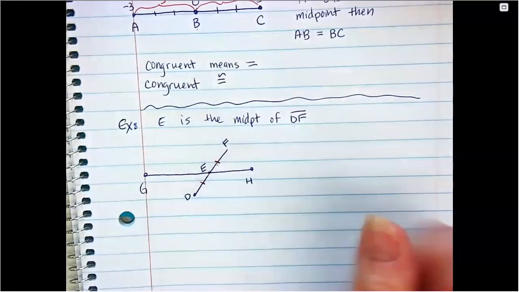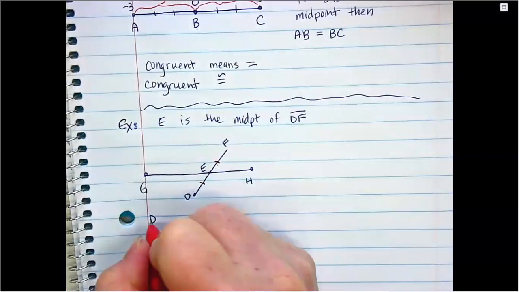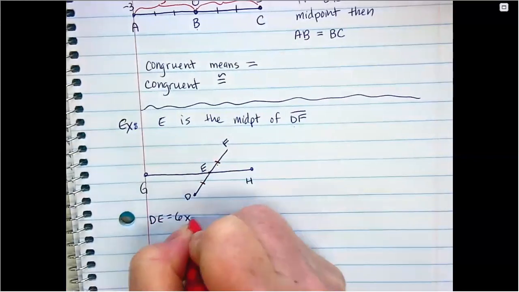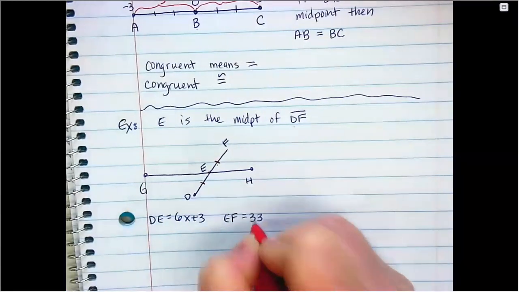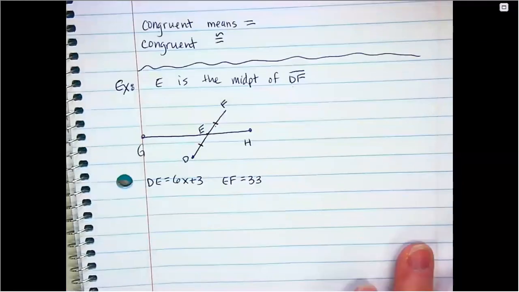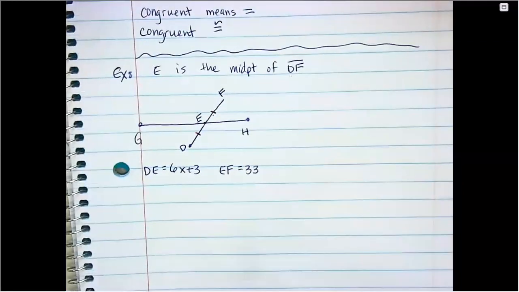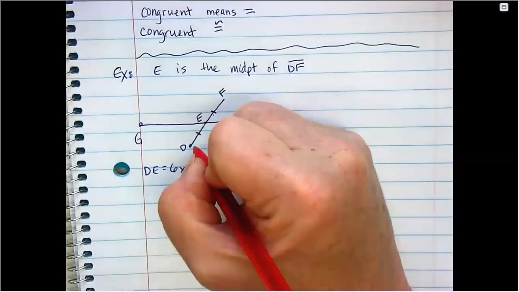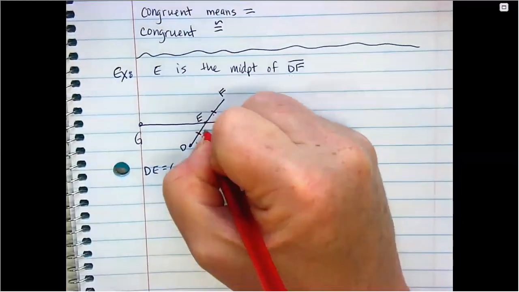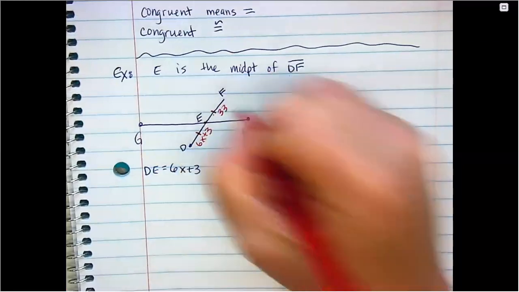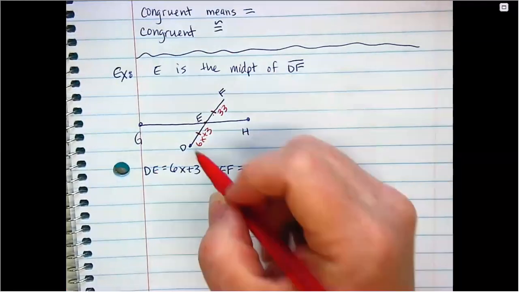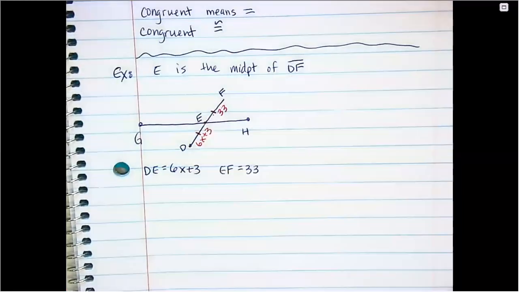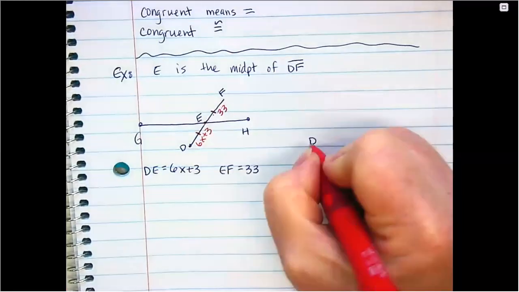So let's look at an example. If I tell you that DE is equal to 6x plus 3 and EF is equal to 33, the first thing you're going to do is label your picture with the information. So we know that DE is 6x plus 3, and we know that EF is 33. We need to be able to solve for x. The information that we know is that DE is equal to EF. So that's one of the things that we'll be using to solve these equations.